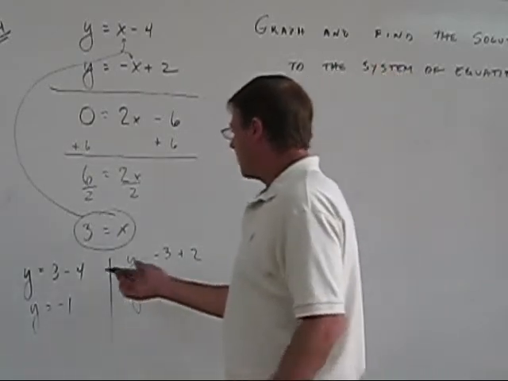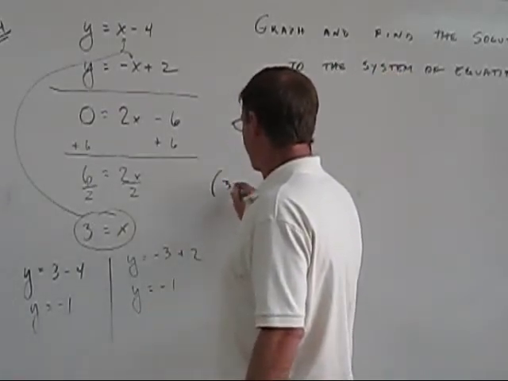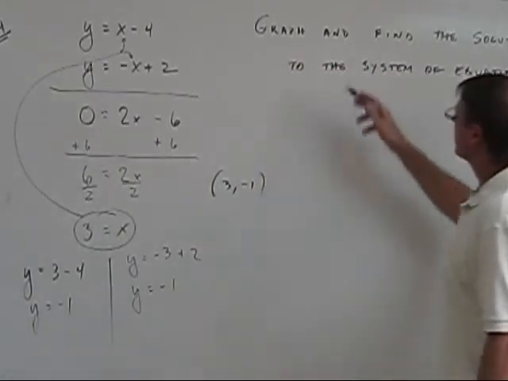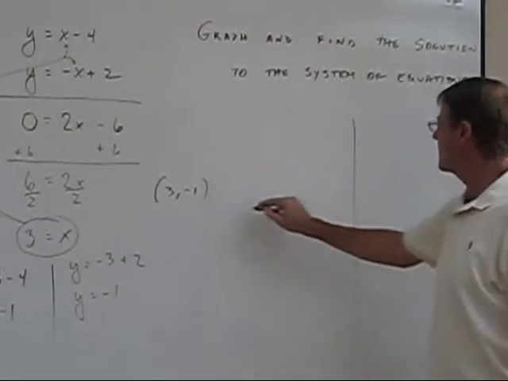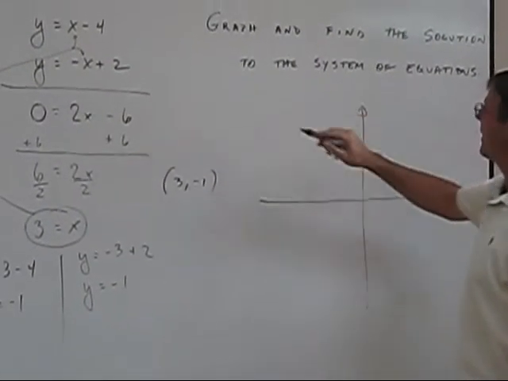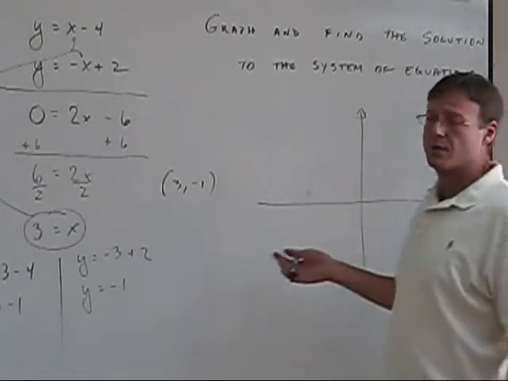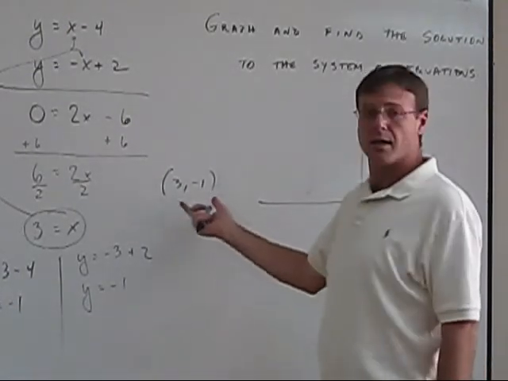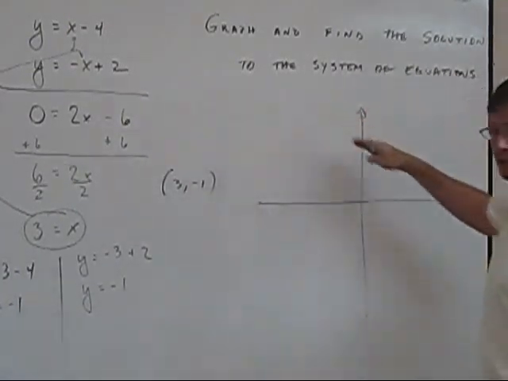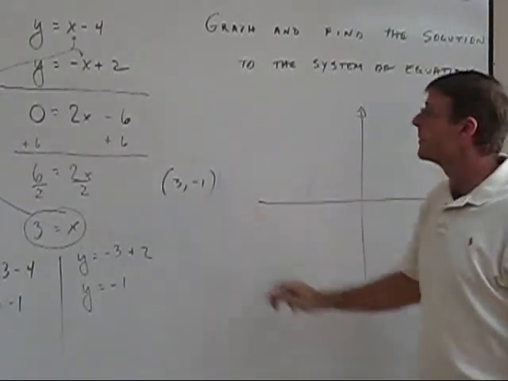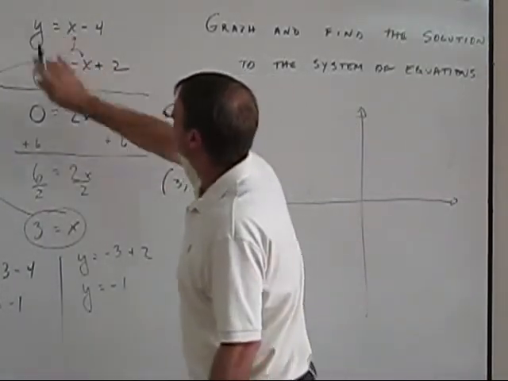Okay, so now I have my point. The point is 3, -1. And then it also says to graph the system. So this is just extra practice at graphing lines. But also it gives you the opportunity to check your answer, because the point where these lines cross should be this point.